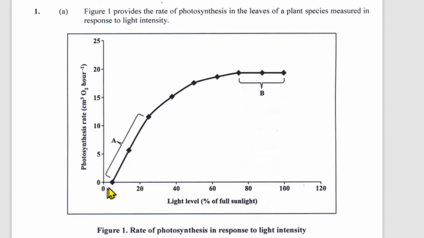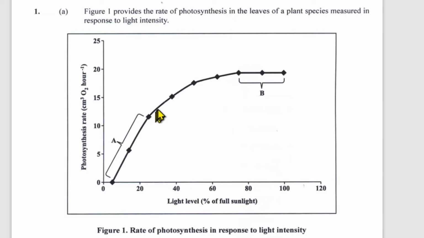So when we put a little bit of light, we get a little bit of photosynthesis occurring. And it's occurring at pretty much a linear rate, where you see A. And as light level increases, so does the photosynthetic rate. So at this point A, we'll say light is a limiting factor, because the amount of light is actually limiting the rate of photosynthesis at this point. If you increase the light intensity, the rate of photosynthesis increases.